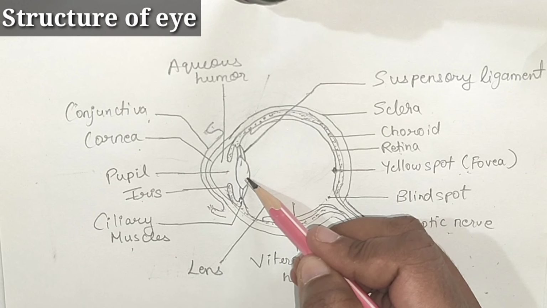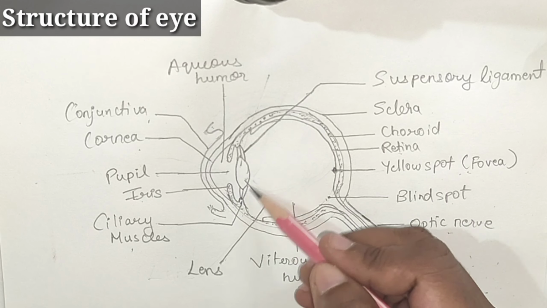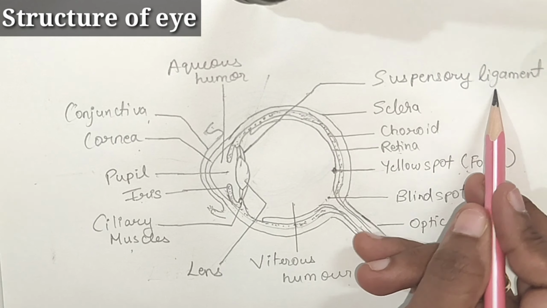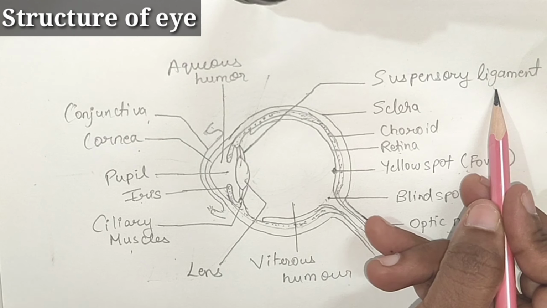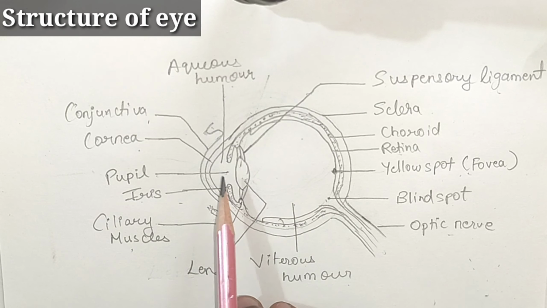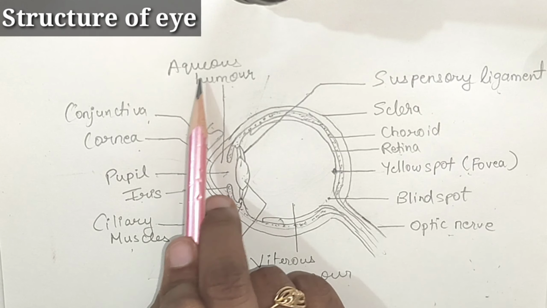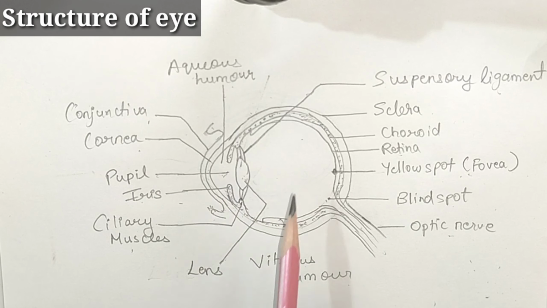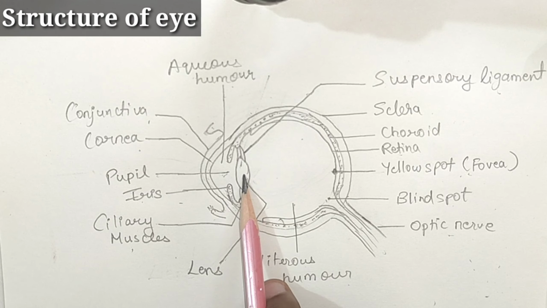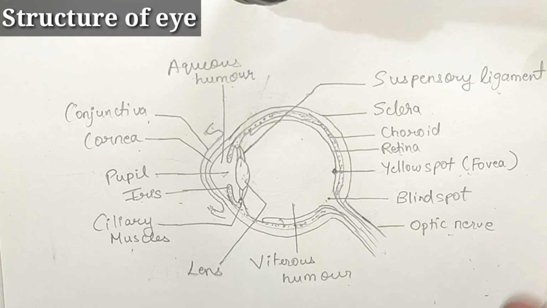Now this lens is connected to the ciliary muscle by a thread-like structure, and that thread-like structure is called the suspensory ligament. So this is all about the structure. Then the chambers. The space between the cornea and the lens is filled with a fluid called aqueous humor. And the space between the lens and the retina is filled with a fluid called vitreous humor. So this is all about the structure of the eye.